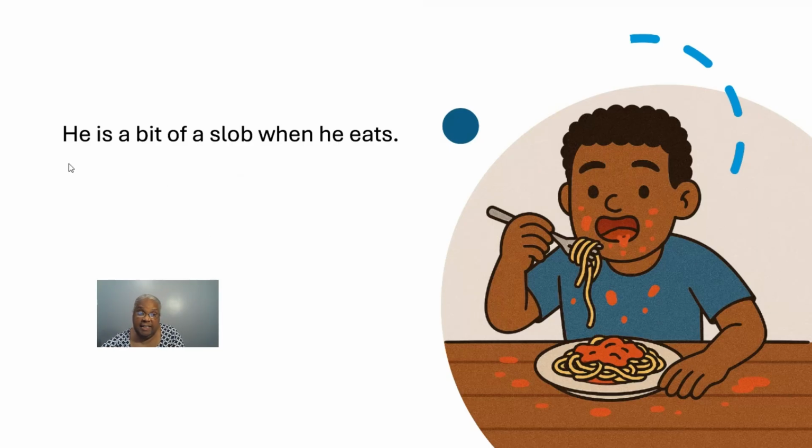Let's read the sentence together. Ready? Let us begin. He is a bit of a slob when he eats. Now listen to what slob means. It means someone is messy or untidy. We can try not to be a slob by cleaning up after ourselves.